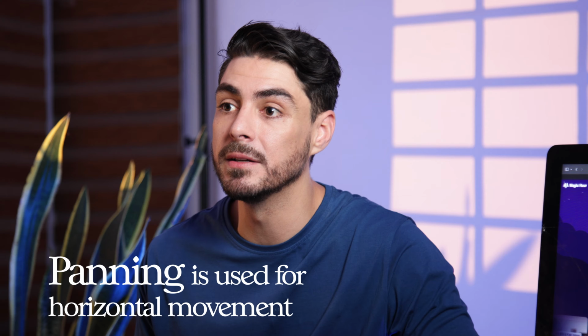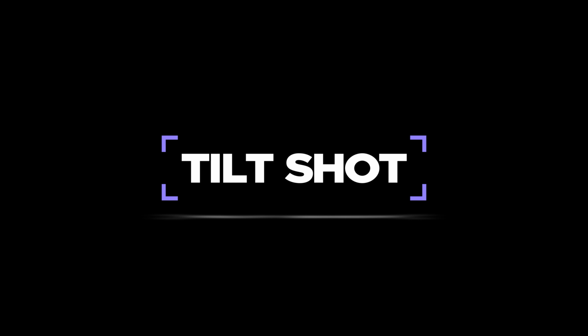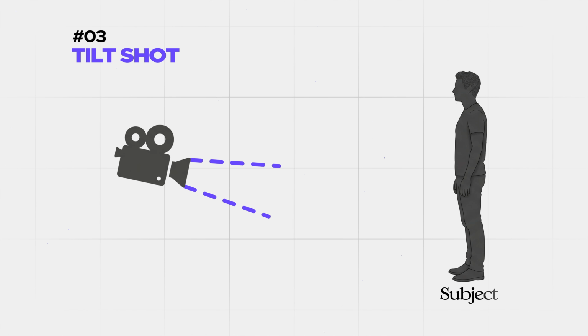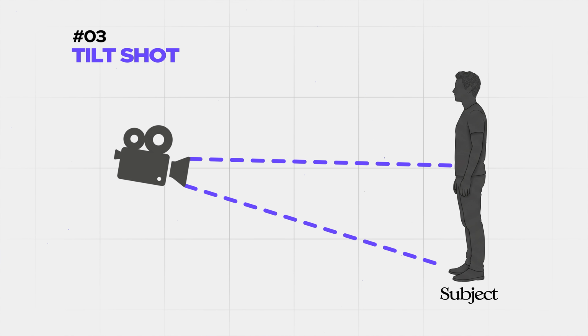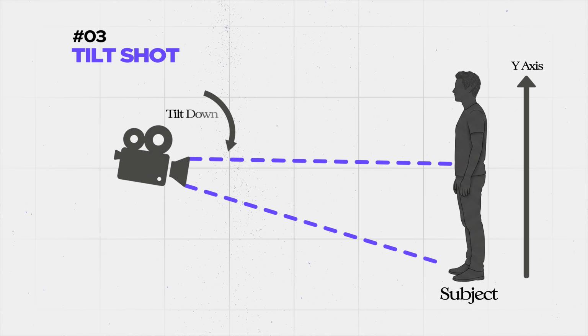As I mentioned earlier, panning is used for horizontal movement. Now, let's look at the vertical axis, which is a tilt. The tilt moves the camera up or down, revealing the vertical dimensions of a film's world. Apparently, there can be 2 versions of tilt: up and down.